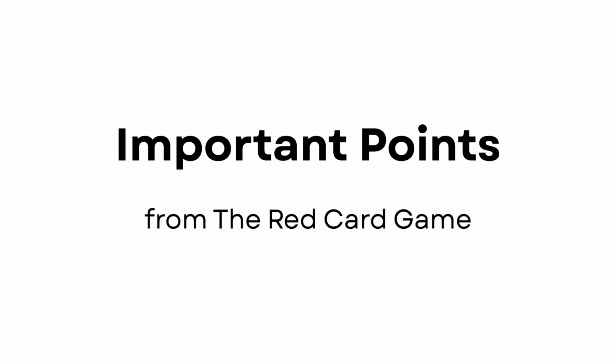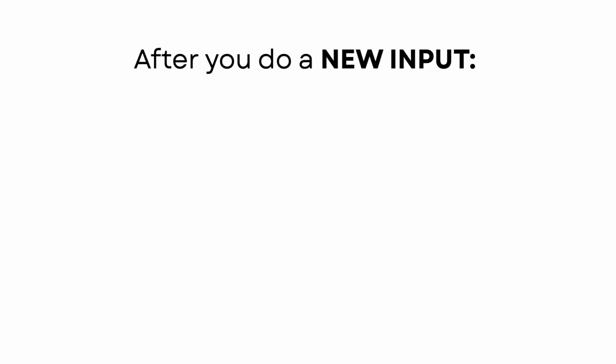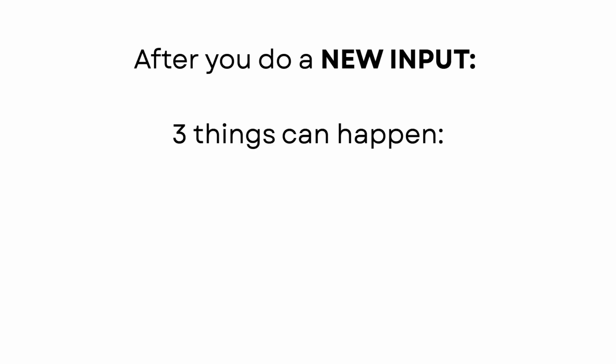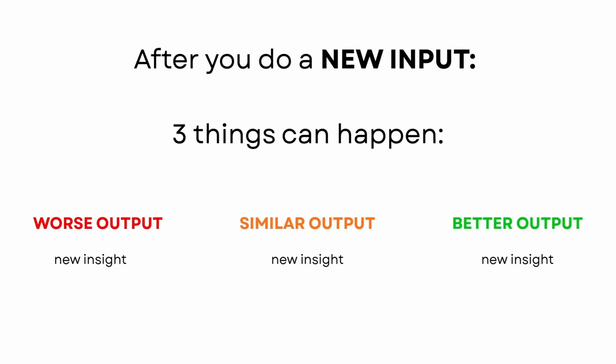So here are the important points to remember from this red card game. After you do a new input, 3 things can happen. You can get a worse output, a similar output, or a better output. But it doesn't matter whether the result was worse, better, or the same. All of them lead to a new type of insight. And you can use those new insights to try to come up with yet another new input to try to eventually get a better output.